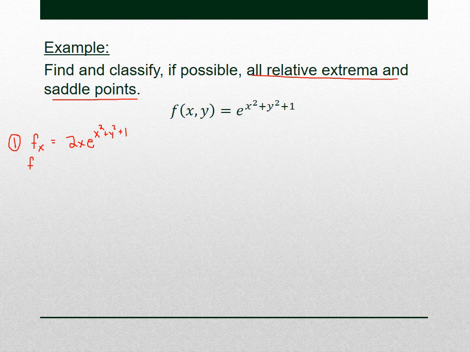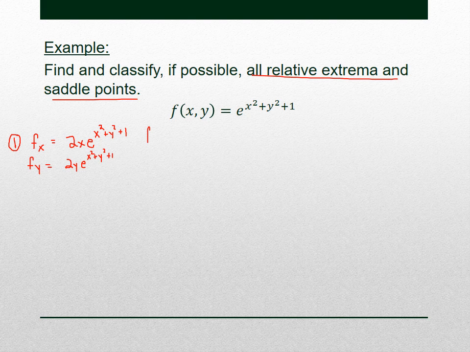For fy, all right, again, we're going to have to use the chain rule because there's a y up in that exponent. And this time what's going to come down is a 2y times e to the x squared plus y squared plus 1. So those are our partial derivatives with respect to x and with respect to y.